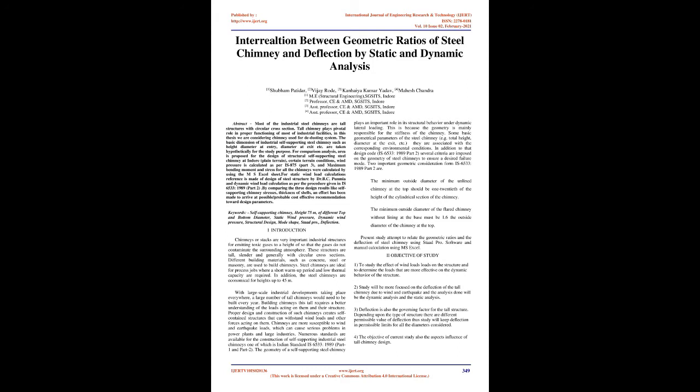conditions. Wind pressure is calculated as per IS 875 Part 3, and maximum bending moment and stress for all the chimneys were calculated using an MS Excel sheet. For static wind load calculations, reference is made to Design of Steel Structures by Dr. B.C. Punmia, and dynamic wind load calculation is as per the procedure given in IS 6533, 1989, Part 2. By comparing the three design results, like self-supporting chimney stresses and thickness of shells, an effort has been made to arrive at possible cost-effective recommendations toward design parameters.